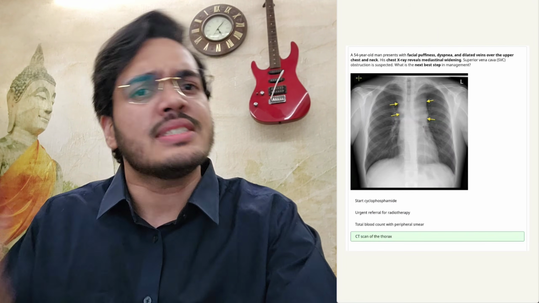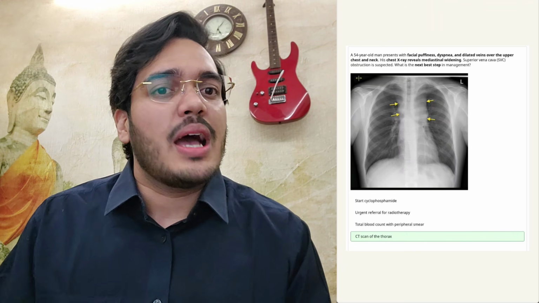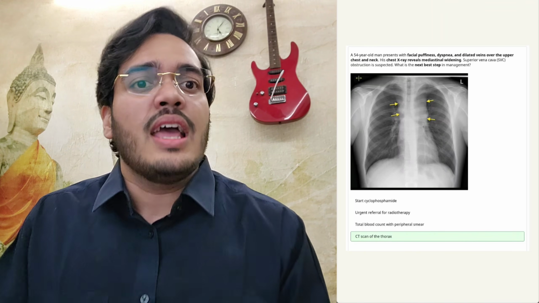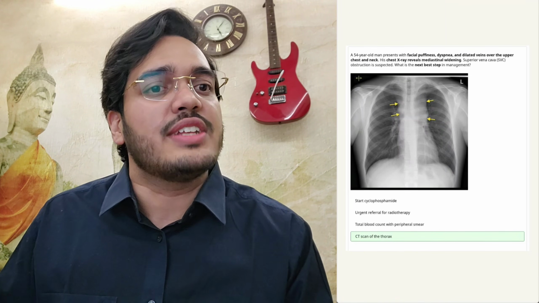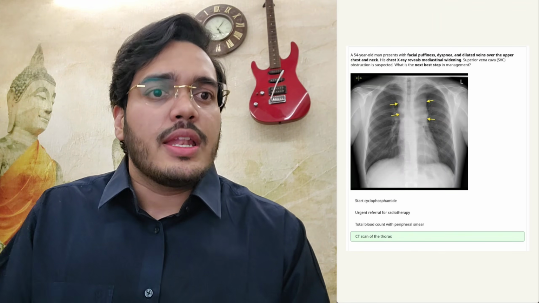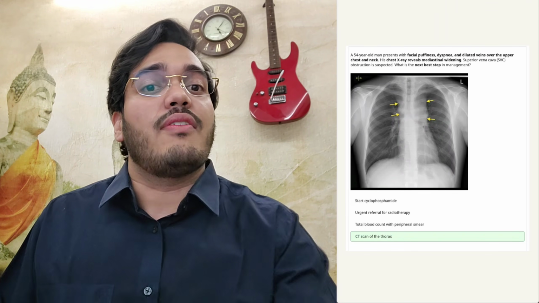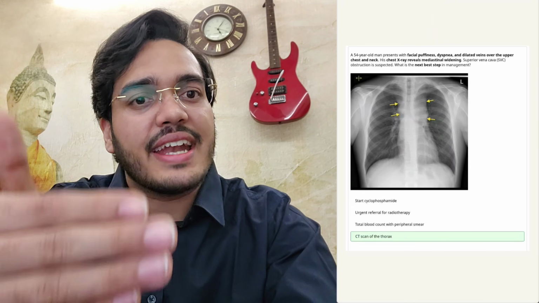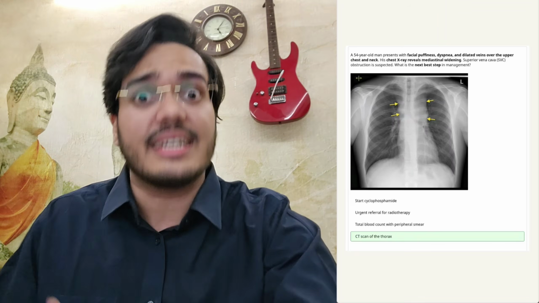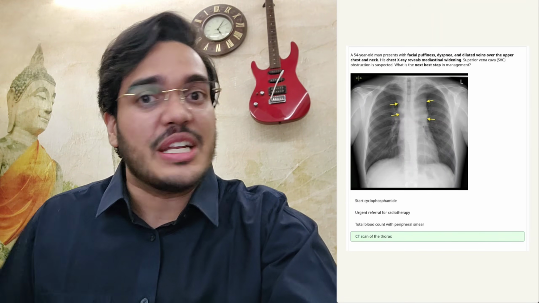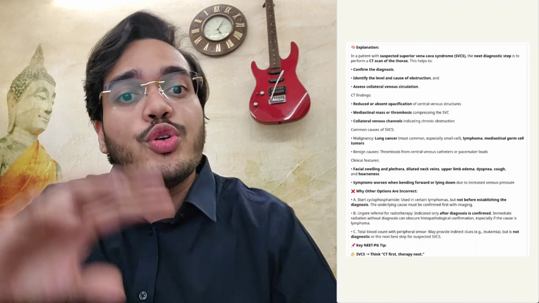Similarly, there is another question in which a patient, a 54-year-old male, has complaints of facial puffiness, dyspnea, and dilated veins over the upper chest and neck. Now, this is a case of superior vena cava syndrome. You need to identify which is the next best step. These are questions which have been asked a lot recently in the INICET and NEET-PG examinations. The trend has changed.